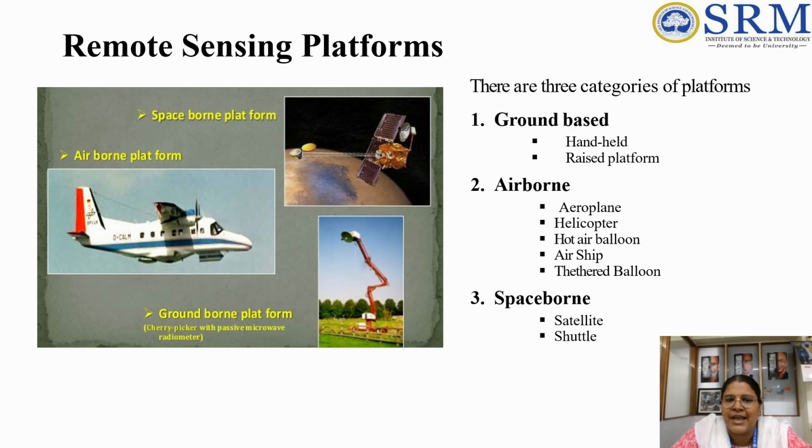Since it is held in hand, the accuracy will differ when it does not have a stable base. The second ground-based platform is the raised platform, where we can have the platform on a tripod, which provides a raised platform plane. The second category is airborne, like aeroplanes, helicopters, hot air balloons, airships, and tethered balloons. And spaceborne will be like a space shuttle or a satellite. These are the different categories of platforms used in remote sensing.